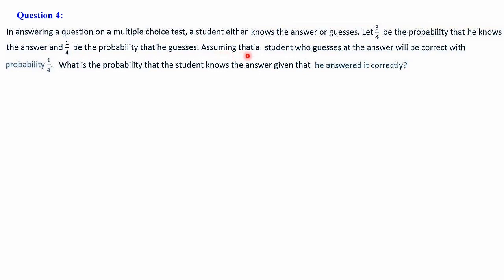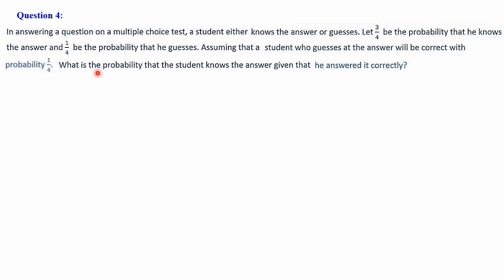Assuming that a student who guesses the answer will be correct with probability 1 by 4. If we guess the answer, the probability that the answer is correct is 1 by 4. And here is one more thing we have to derive that is not given to you. If he knows the answer, the probability that the answer is correct is 1. It is a sure probability because he knows the answer.